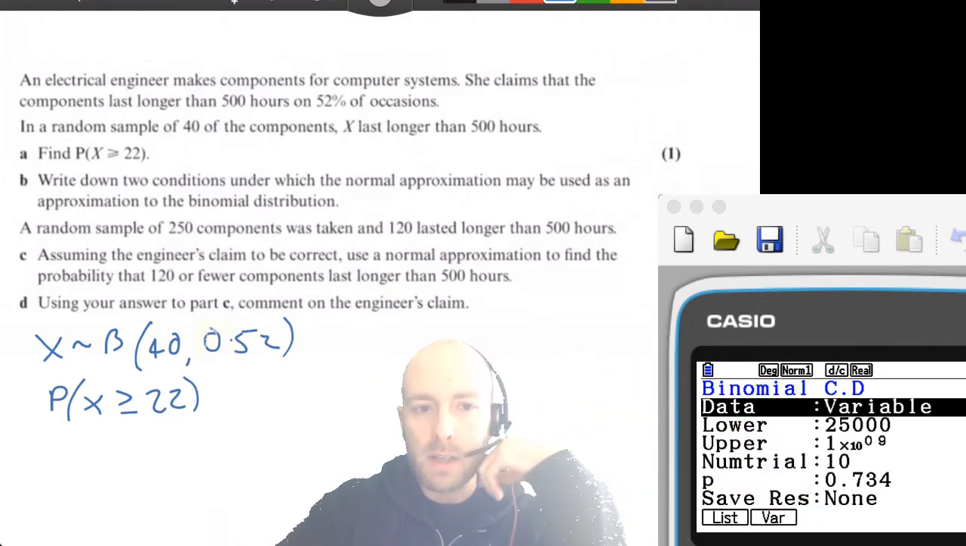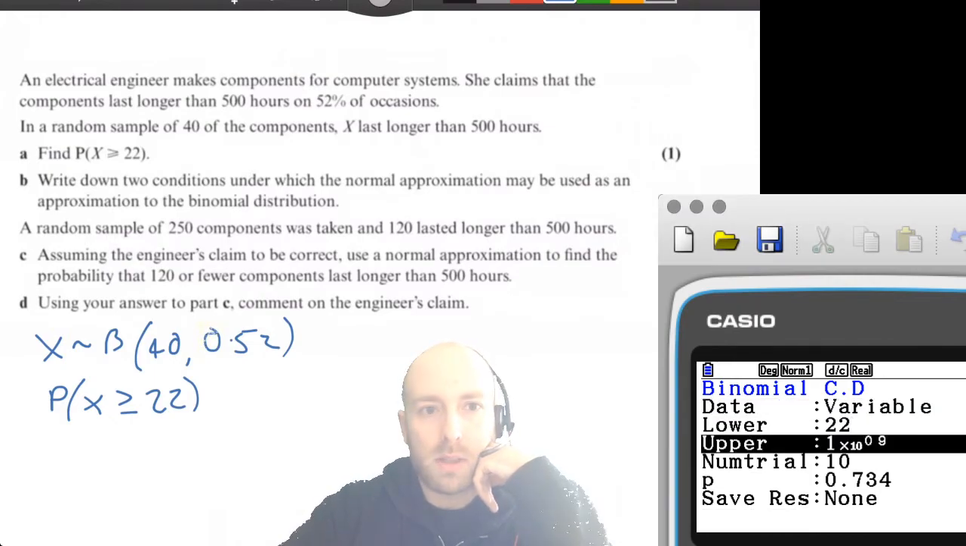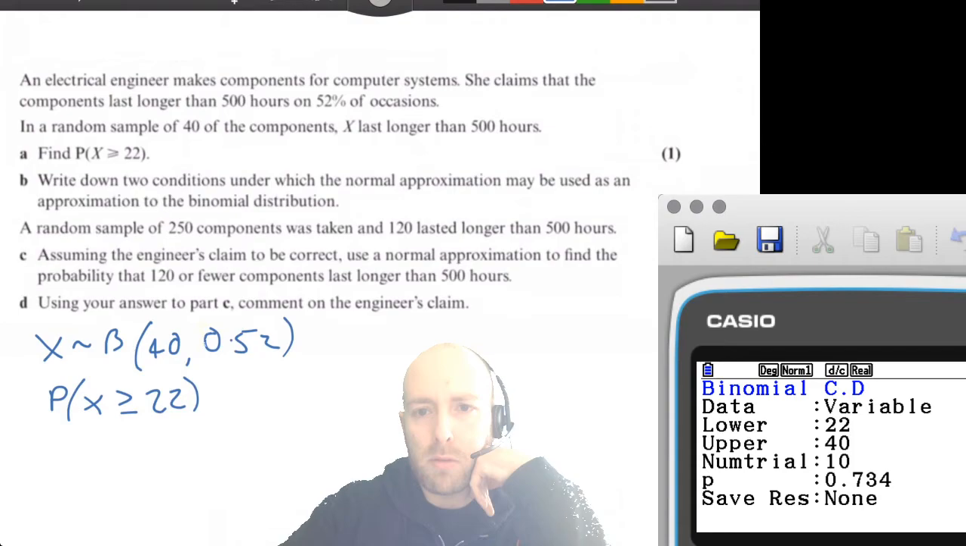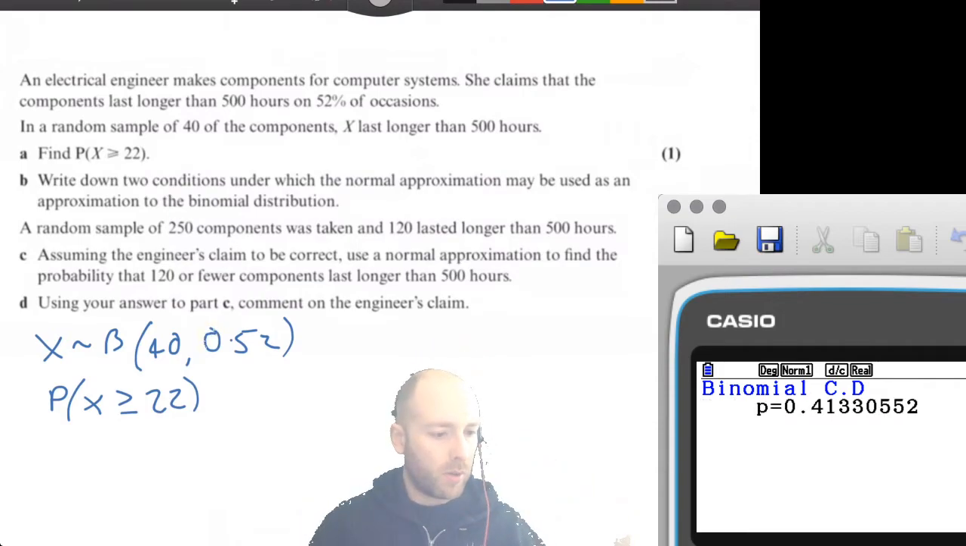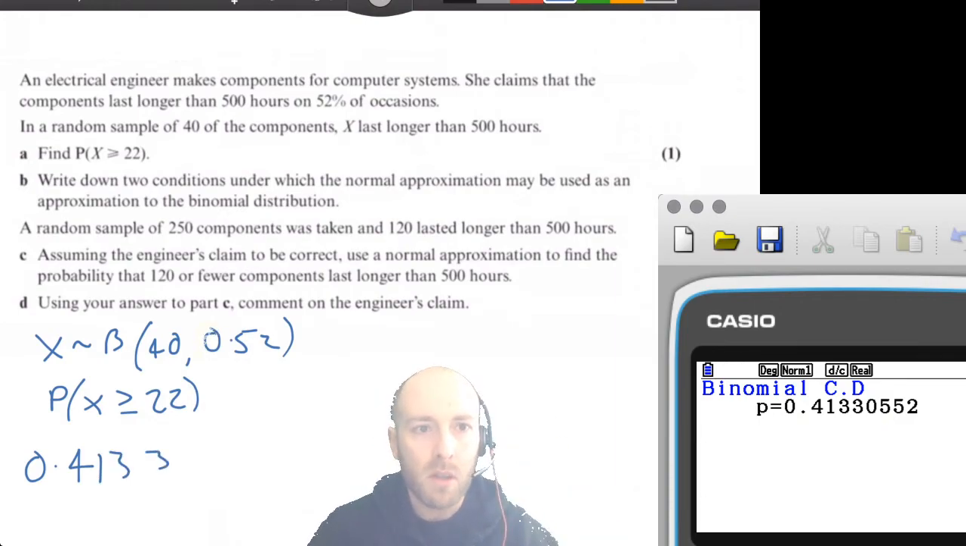So I'm going to type everything in and work it out. Our lower is going to be 22. Upper is going to be, how many are there? There are 40. So upper is going to be 40. Number of trials is 40. And the probability is 0.52. So we get 0.4133 for the first bit.